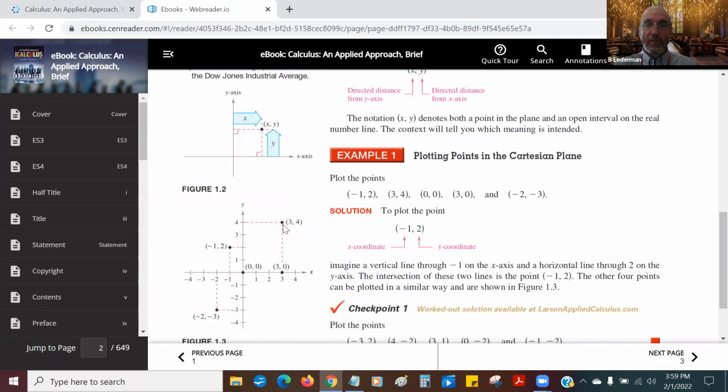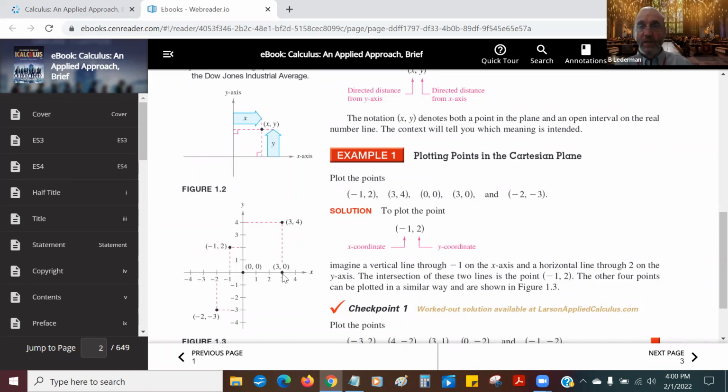This point up here is (3, 4), because I'm going 3 in the horizontal direction and up 4 in the vertical direction. So 3 horizontal and 4 vertical. That's how this works. The point (-1, 2) is right over here, because we're going backwards in the horizontal and up 2 in the vertical. (0, 0) is right there where the two lines meet. That's called the origin, by the way.